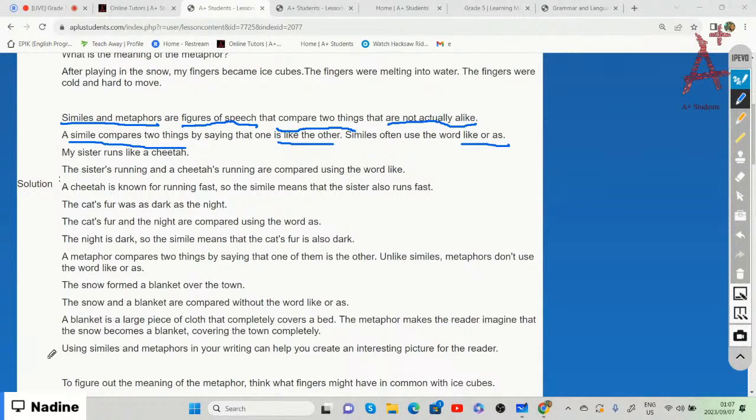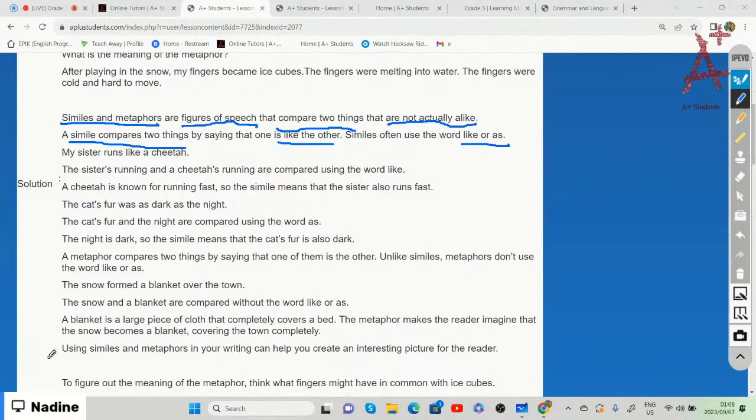The sister's running and a cheetah's running are compared using the word like. And also, remember, a cheetah is known for running very fast. So the simile means that the sister also runs fast. So that is why she says, my sister runs like a cheetah. Because a cheetah is very fast, and she is actually making mention that her sister is also as fast as a cheetah.